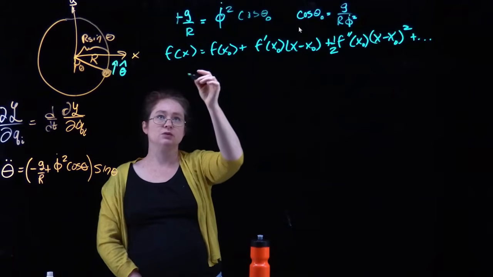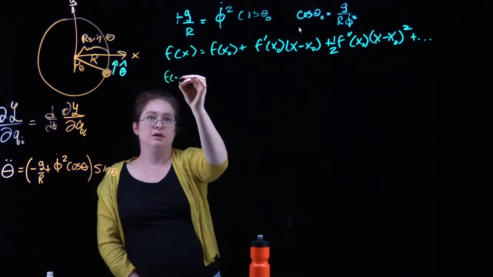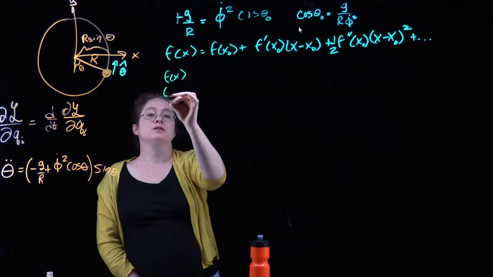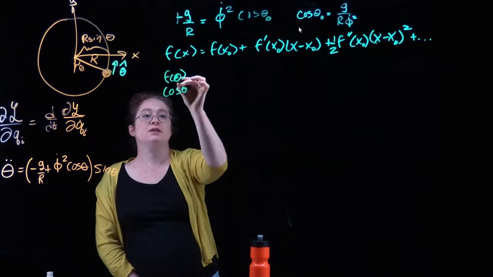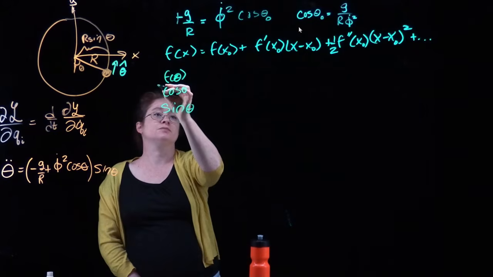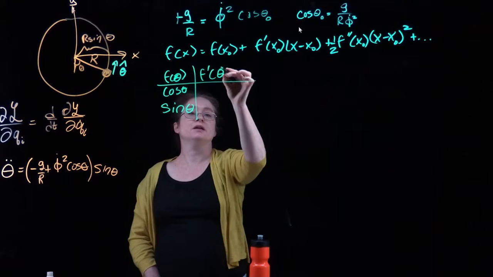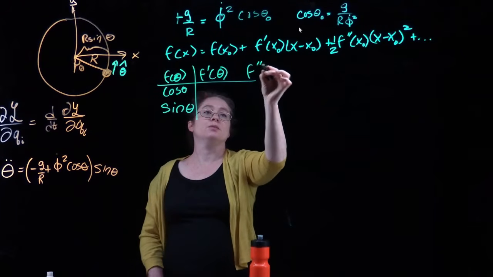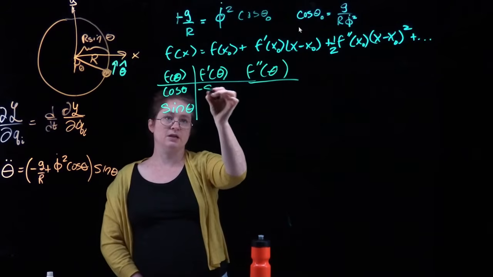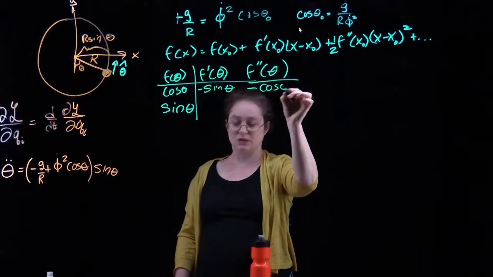So let me just real quickly make a table. If f of theta is cosine of theta, or f of theta is sine of theta, then f prime of theta and f double prime of theta. So cosine of theta, negative sine theta, and then negative cosine theta.